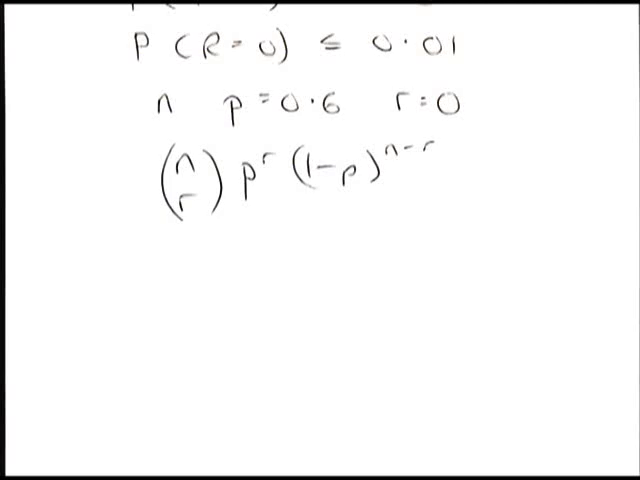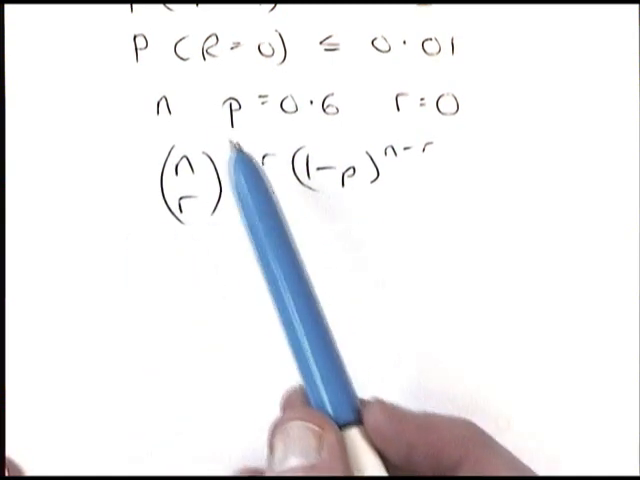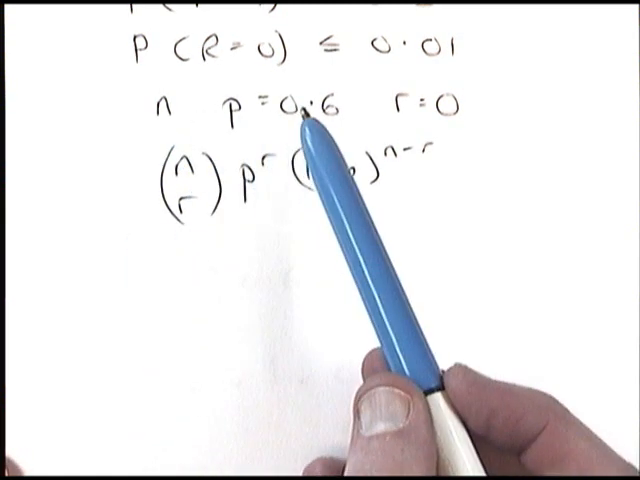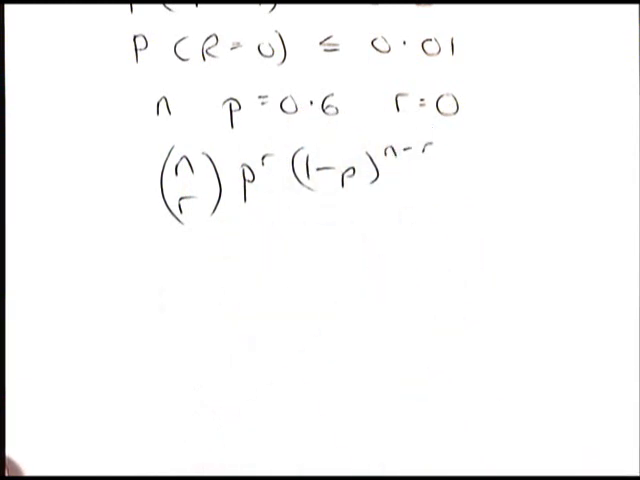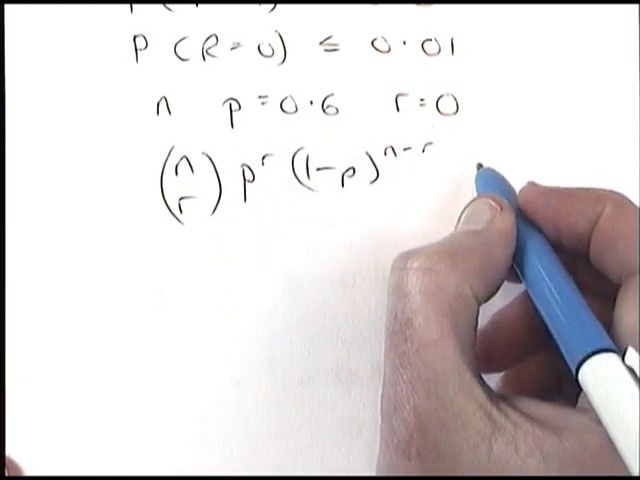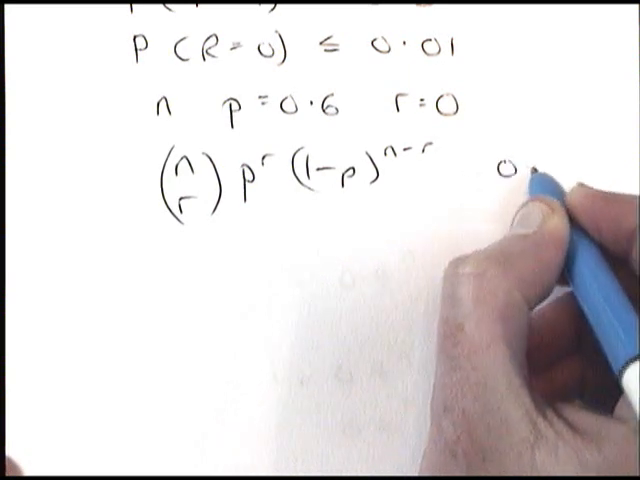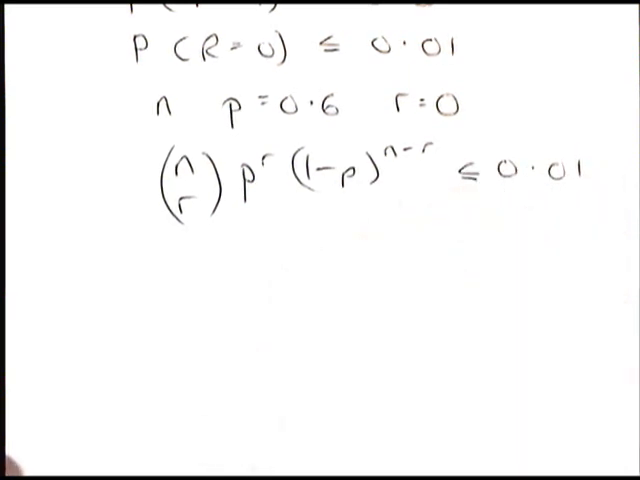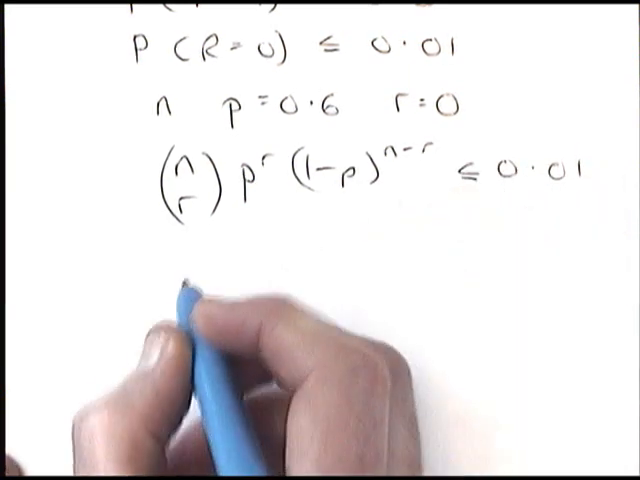If you're watching this far, we're partway through a question. You also need to go and see the first part. We've got to the point where we've got an unknown n, we've got a p-value and an r-value, we've got a formula here, and we actually know the answer we need is less than 0.01. So we're going to put in what we know.